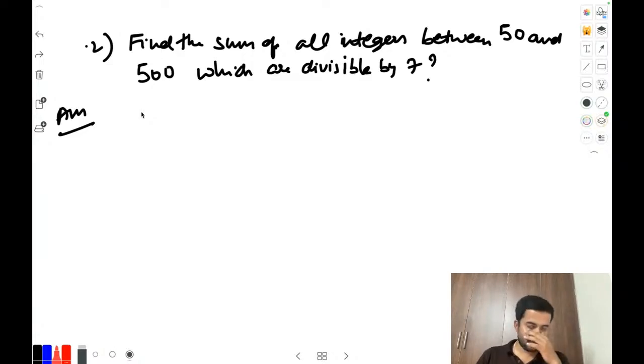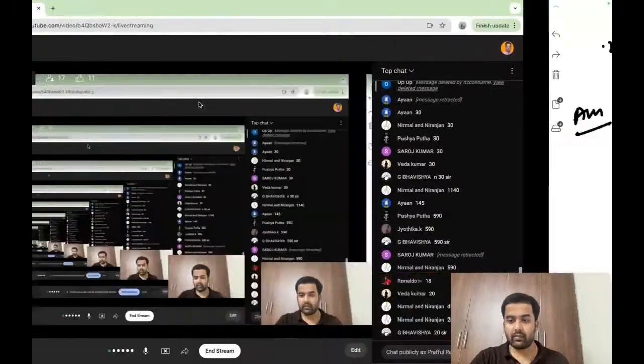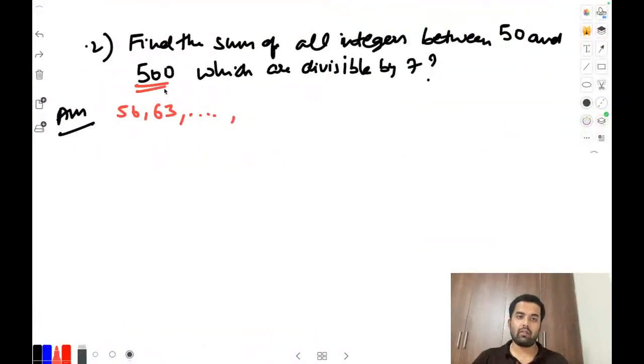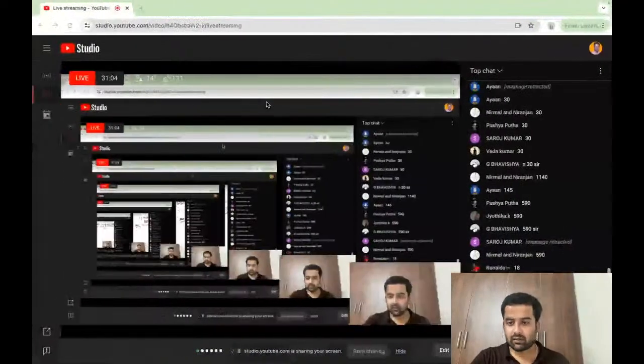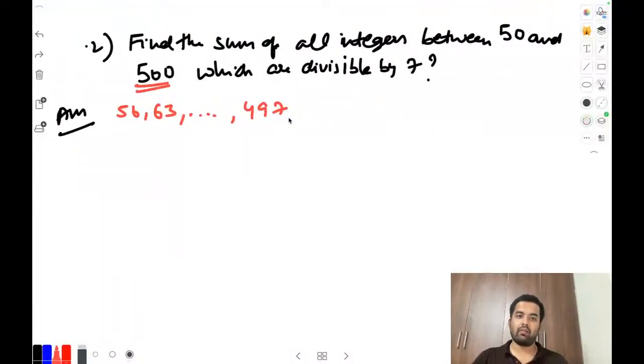First value will be what? 56 will be the first value, right? After 50, this will be divisible by 7. And then after 56, what will come? It will come 63. Then like this way. Okay, the last term, what will come? Let me know the last term first. Before 500, what will be the number? Anyone have idea? It will come 497, right? Yeah, correct. 497 will come.